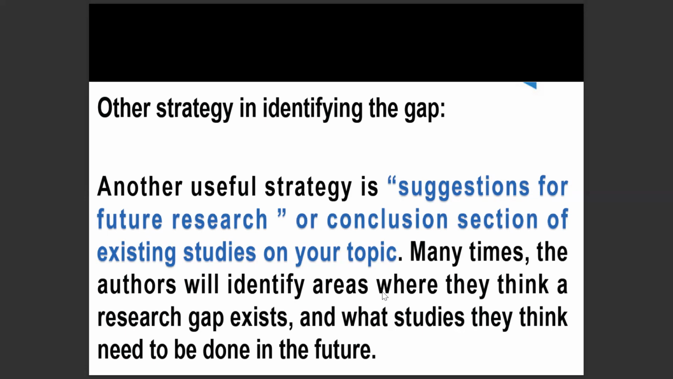Many times, authors will identify areas where they think a research gap exists and what studies they think need to be done in the future. So you will also be doing the same. After finishing your final manuscript for your research, you will also recommend something for future researchers, and future researchers will now study that as part of their current problem. So one strategy, as mentioned earlier, is for us to look for the recommendation section or conclusion part of a research study and possibly adapt the particular recommendation in our current study.